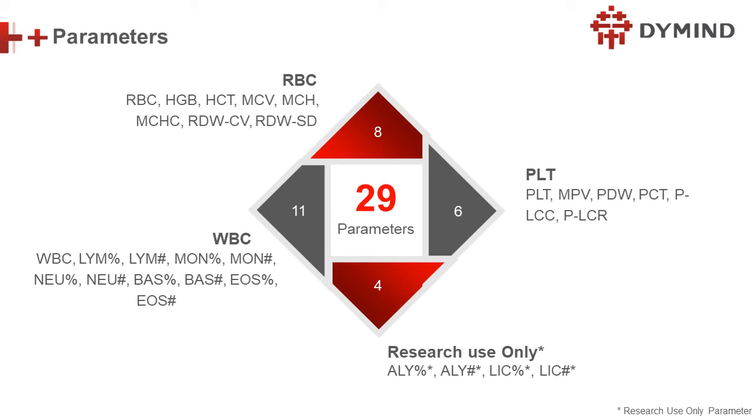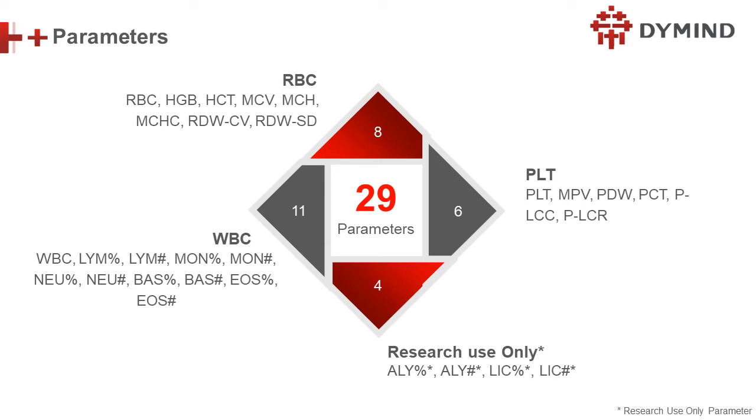So the parameters, as we mentioned, are 29 parameters. For RBC, sorry, 8 parameters, and 11 for the WBC, and for platelet we have 6 parameters for PLT. Also we have research parameters, ALY and LIC. ALY means abnormal lymphocyte.